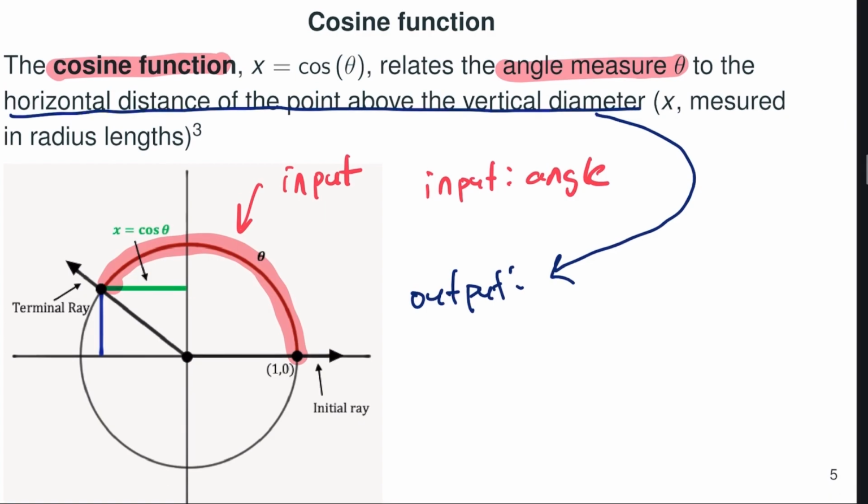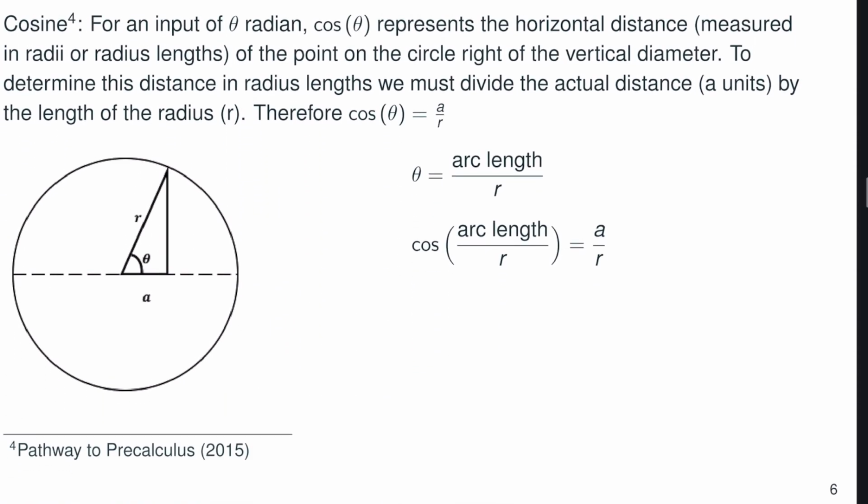So let's look at the formal definition of cosine function. For cosine function, again, the input is an angle in radian. Cosine function represents the horizontal distance of the point on the circle right of the vertical diameter. To determine distance in radius length, we must divide the actual distance by the length of the radius. Therefore, cosine theta equals a over r.